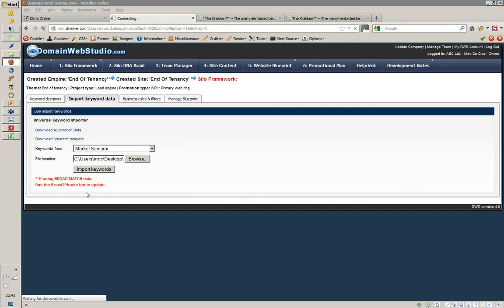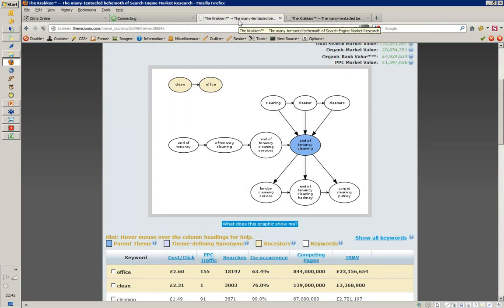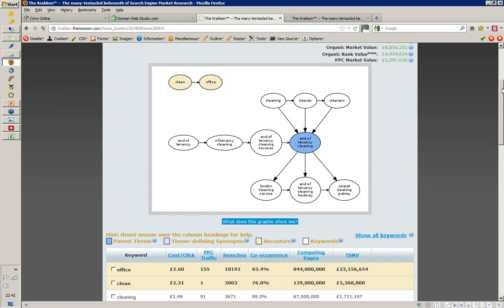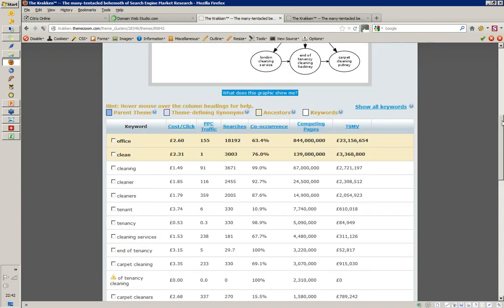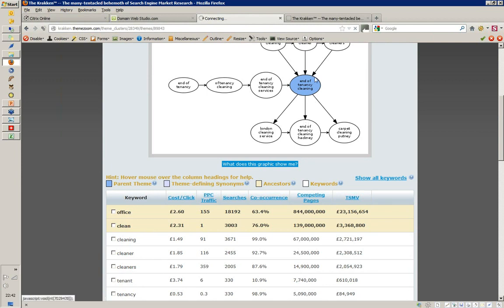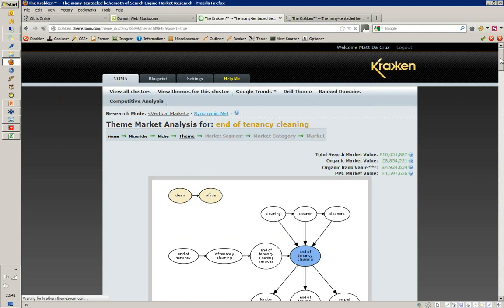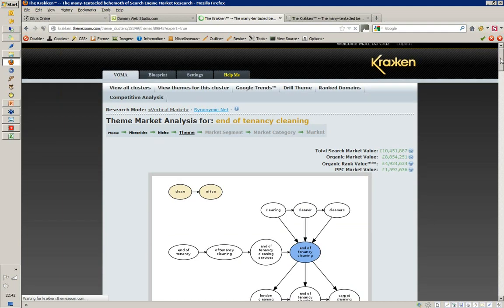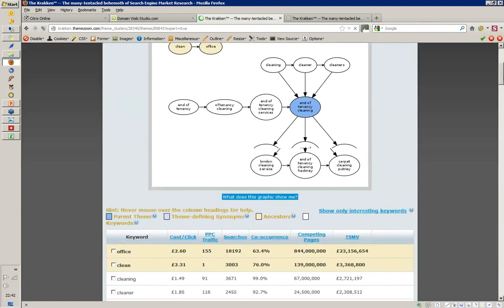So while that's coming in, I'm going to hop across to Kraken. And what I'm doing here, guys, I'm just showing you how DWS works with different tools and different things. So in Kraken, when you click on all keywords, it gives you a nice list of keywords. I'm going to bring that in. Here's all our end of tenancy keywords. And I'm going to come back to this chart, and we're going to actually look at this and have a chat about this. And this is where we're going to actually start talking about this market and how we're going to build it out. Okay, so I'm just going to export this out.